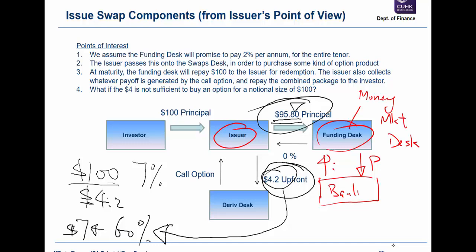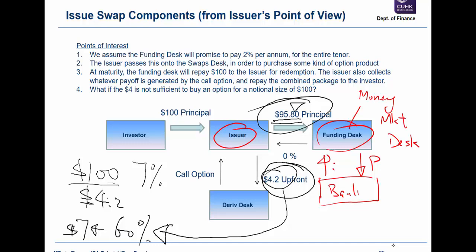In other words, your payoff is only applicable to part of the principal. You are not buying an option for the full size. You buy as much as you can. And this is where the participation rate came from, because $4.20 is 60% of 7. Are you with me there? Yeah?